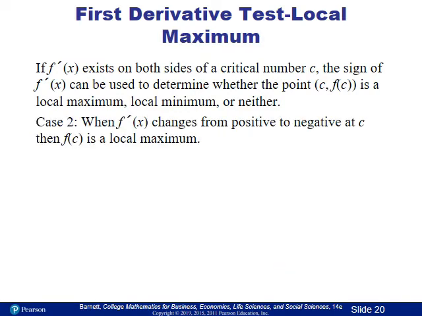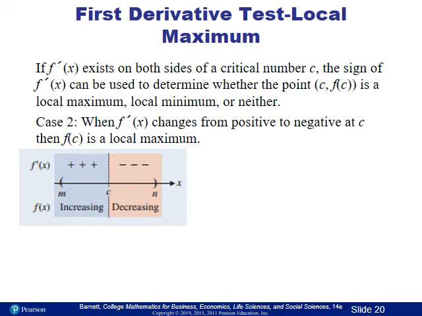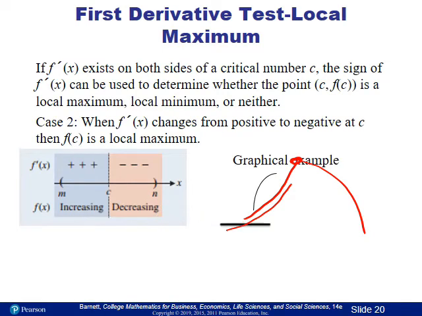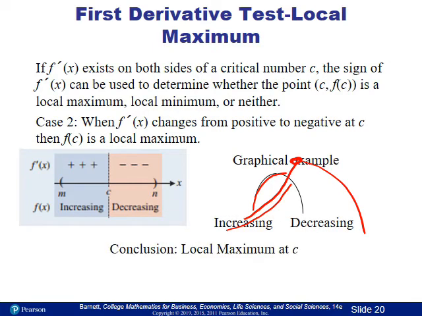And for local maxima, again the same thing: when it changes its sign from positive to negative, it is a local maximum. Like when f of x is increasing and then decreasing, that is a local maximum. You can see that it is increasing and then decreasing. So the conclusion: this is a local maximum.